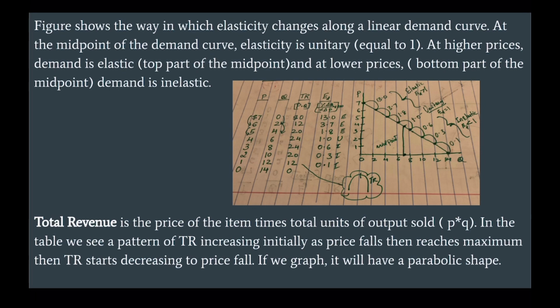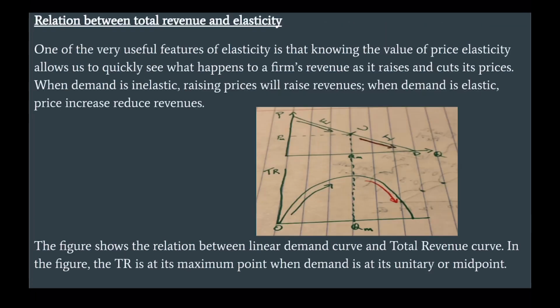The total revenue is the price of the item times the total units of output sold, that is P times Q. In the table, we see a pattern of total revenue increasing initially as price falls, then reaching a maximum, then total revenue starts to fall. So if we graph it, it will be a parabolic shape.